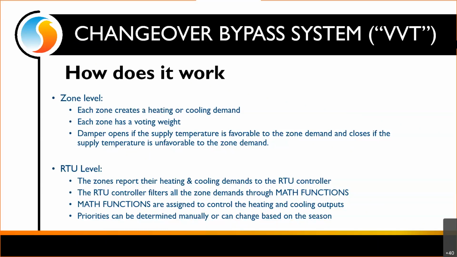The basic idea is that with these math functions, we are going to assign each math function to drive the heating and cooling outputs of the controller. Now, within this device, we're also able to set different priorities, whether the priorities are set manually or we can change them automatically based on the season, so that the rooftop will either respond to heating calls or cooling calls first. So we are able to configure that within our system.